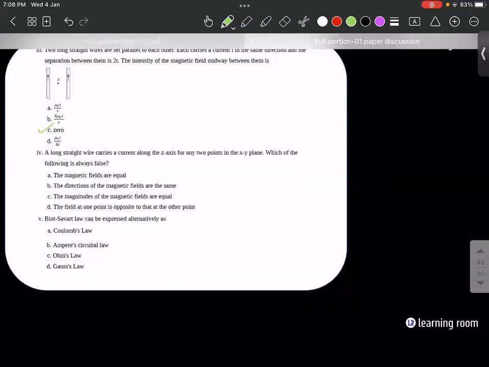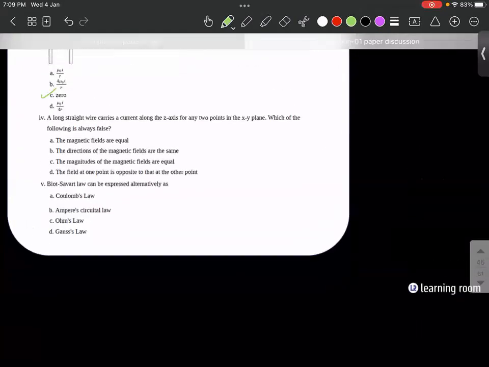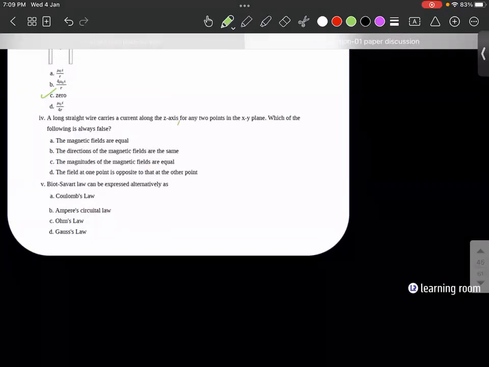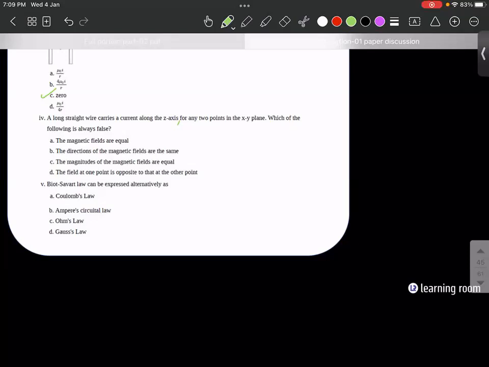So what about the fourth one? A long straight wire carries a current along the z-axis. For any two points in the xy plane, which of the following is true? Carries a current along the z-axis, there should have been a comma. Magnetic field, for any two points in the XY plane, what would happen?